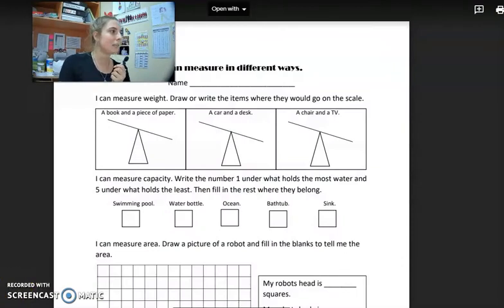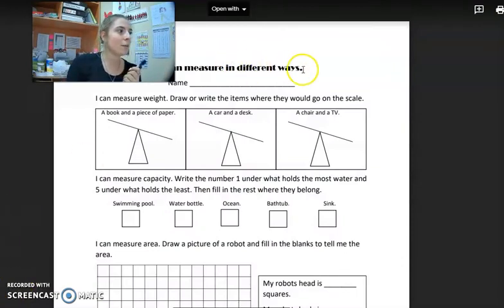Okay, grade 1. So we have been learning about measurement in math recently. We've been learning about measuring height, or how tall something is, length, how long it is, weight, how heavy or light it is, capacity, how much it can hold, and area, so how much space it takes up. Today we want to know how much you have learned, and we are going to be doing this exit slip.